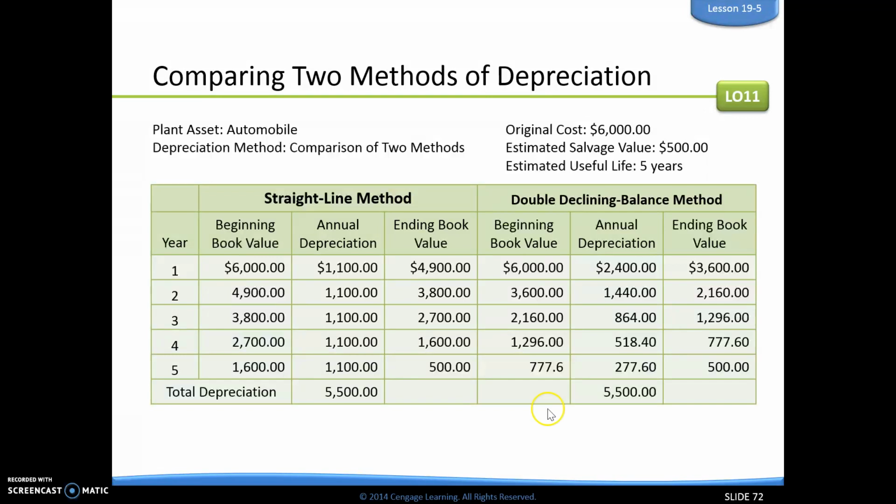So here we can kind of compare the two methods. You're going to see that your total depreciation is the same over the useful life of that plant asset. It's $5,500 and $5,500. It's just, notice how your ending book value changes. So at the end of the year with straight line, your book value is $4,900, but at the end of the double declining, you're at $3,600. So it is quite a difference. However, you can see how they even out as you get down to the bottom, and your estimated salvage value of $500 is still the same.